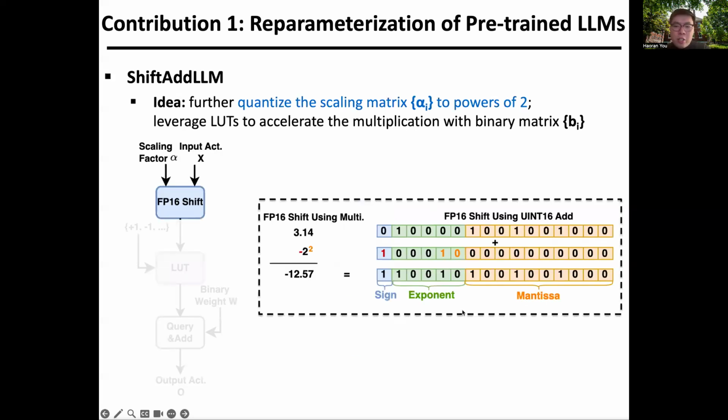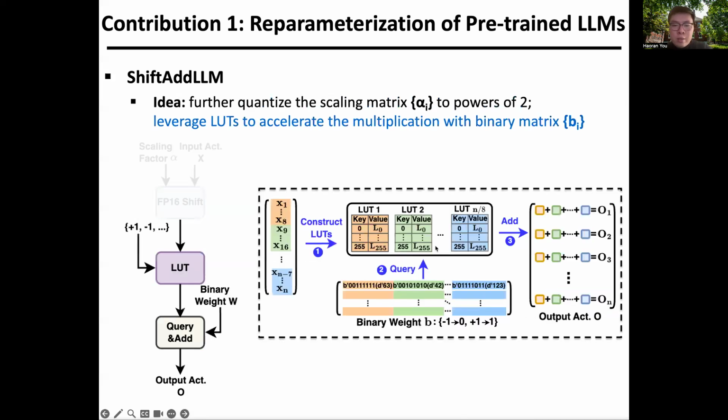For the first step, the activation is still in FP16 format, and the multiplication between a floating point number and a positive or negative power of 2 integer can be efficiently implemented by an integer addition instruction. For example, here, if we multiply 3.14 with minus 2 to the power of 2, then we only need to add the power of 2 integer to the exponent part of the floating point number. And for the second step, instead of multiplying the floating point number with binary matrices, we first construct the lookup tables. For example, we pre-compute 256 possible values for every 8 elements in the shifted activation to construct the lookup tables.